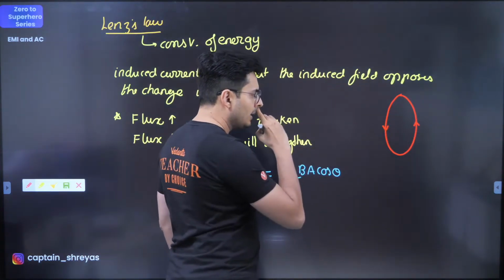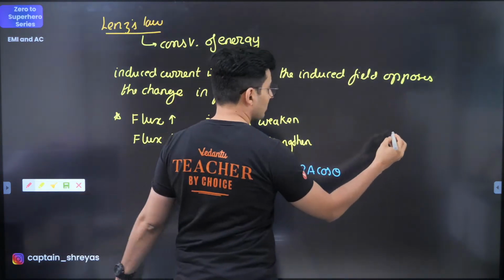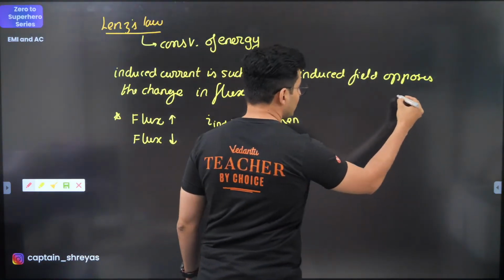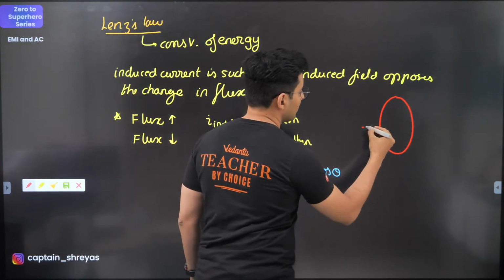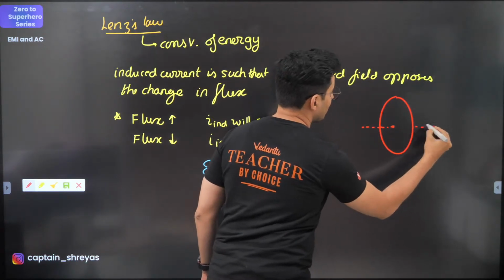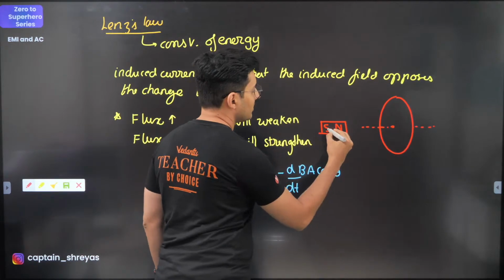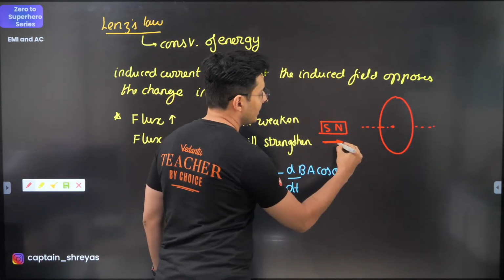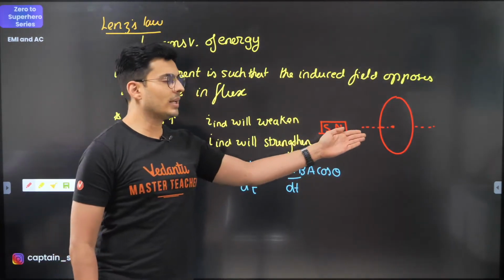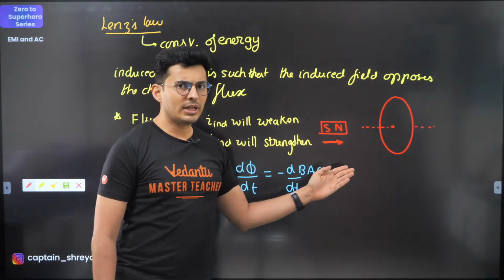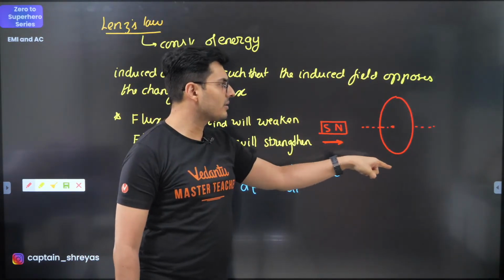Okay, and oh, I don't know the directions right now. Hold on. So let's say I have a coil like this. This is the axis. There is a magnet over here. This is the north pole. This is the south pole. Let's say I take this magnet right over here. I'm trying to take the magnet towards the coil. Think about it. Will the current induced be clockwise or anti-clockwise?